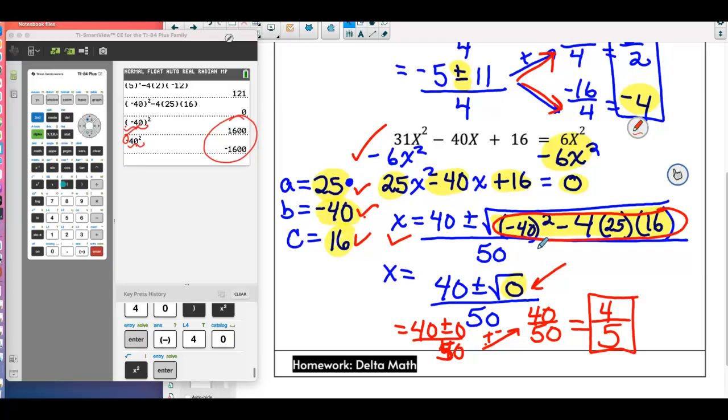So head on into Delta Math, showing all your work on the supplement sheet. If you were absent, you can just show it on a blank sheet of paper and just turn that in.